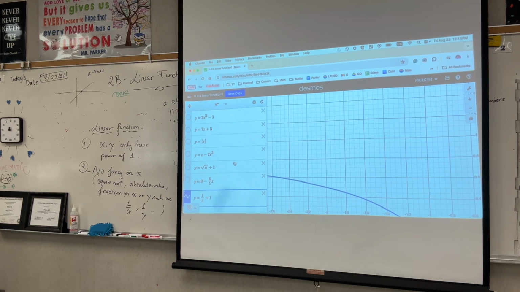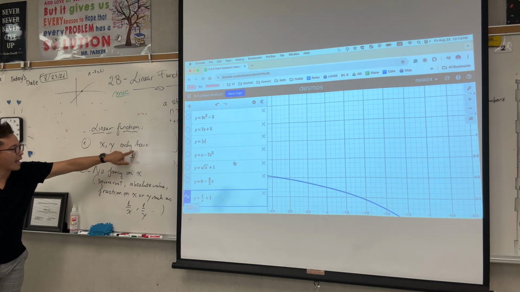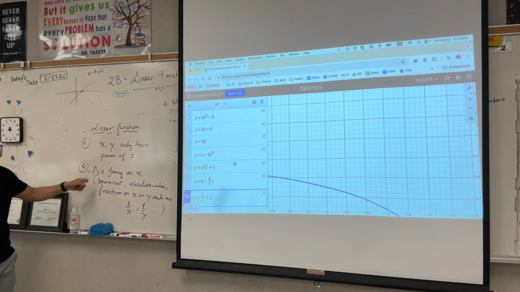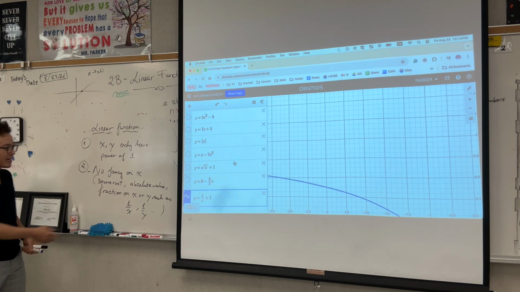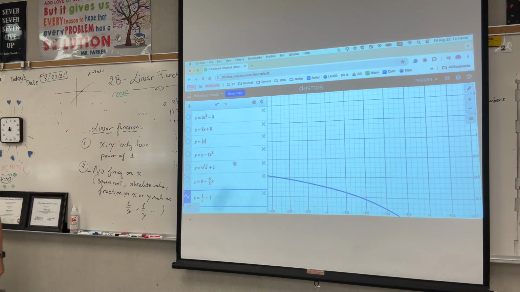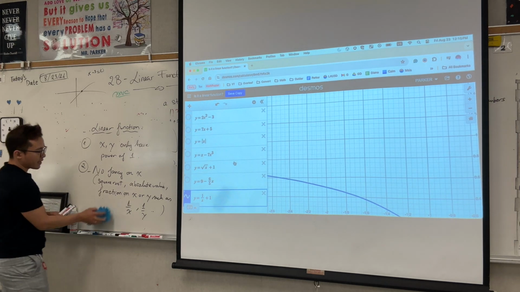Does it make sense? So X, Y only have power of 1. No fancy on X. I mean you got my idea, right? No fancy, like no square root. No fancy thing on X.